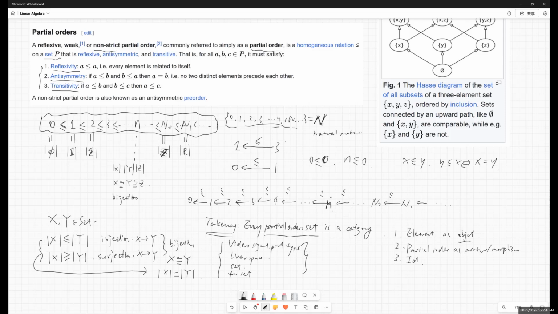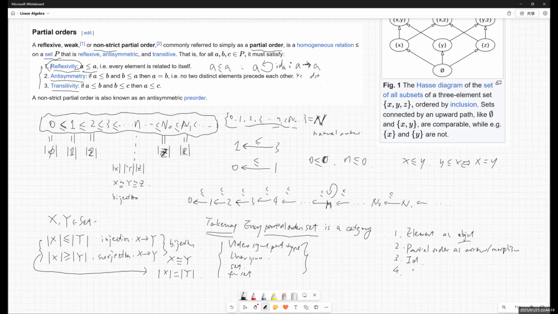Why? Because of the law of reflexivity, right? Here, A less equal than A means there is an identity arrow from A to A, from A to A, the source and the destination. Good.